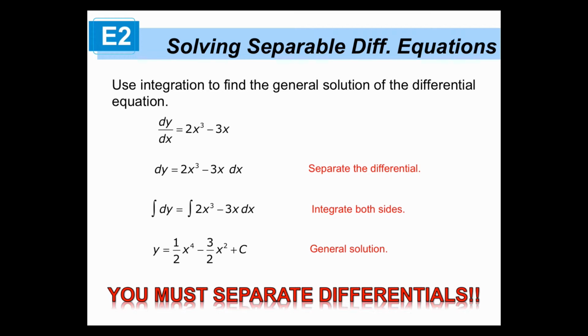Okay. Now, if we wanted to find a particular solution, I would need some initial conditions. I would need to know which function or what point lies on the function so that I can find C. In this case, I'm not going to find C. I'm just going to stay with that general solution.